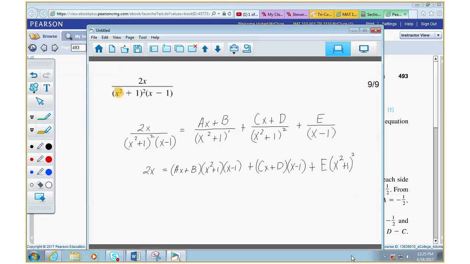Okay, now we can plug in 1. I thought that was unusual. 1 will take this term out and take this term out, so it'll leave that one, which will be 2 is equal to e times 2 squared is 4 plus 1 is 5, and 5 squared is 25. And divide by 25. e is equal to 2/25.